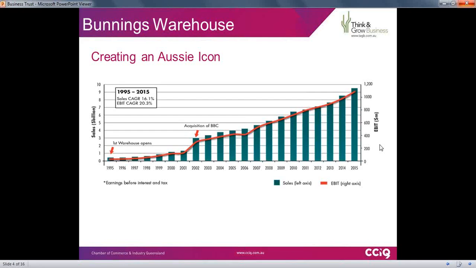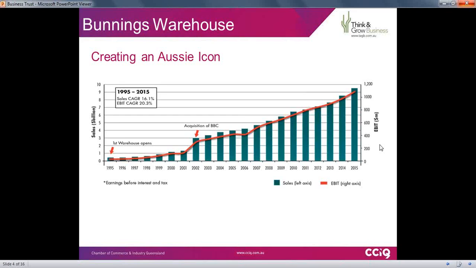This graph is available on the Bunnings website, and it shows the Bunnings success story both from a sales and an EBIT dollars perspective from 1995 through to 2015. And as you can see, I'm pretty certain there's not one business listening to this that wouldn't want a graph that looked like that. You can see the very first warehouse was built in 1994, and as you can see from 1995 they were profitable. So they made a profit from day one. They're an amazing business, and that's an incredible chart.